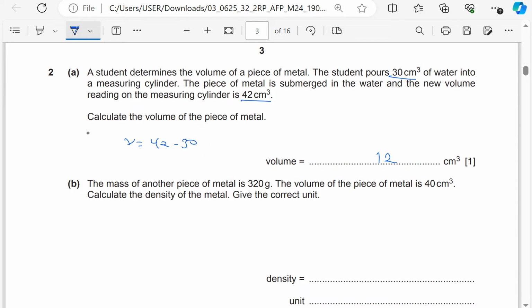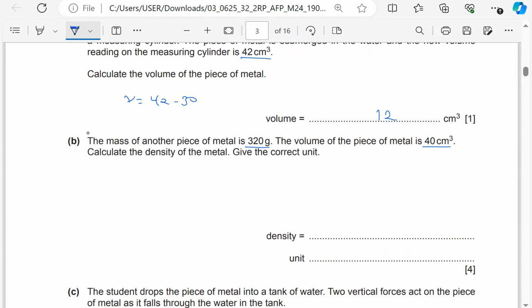Then the mass of another piece of metal is 320 grams. The volume of the piece of metal is 40 centimeters cubed. Calculate the density. So density, you can use rho for density, or you can use D for density. I prefer to use rho. Density is mass divided by volume. Because these are 4 marks, make sure you write every step. Then the mass is 320 in grams divided by the volume, which is 40 centimeters cubed.